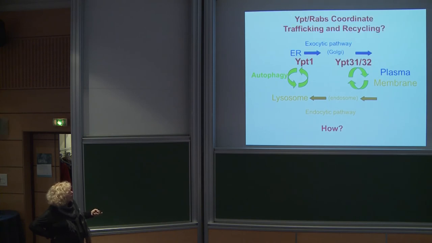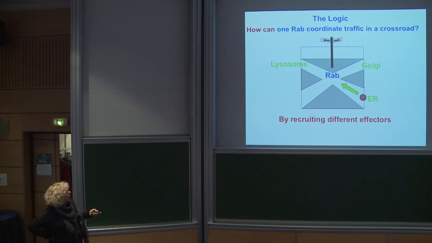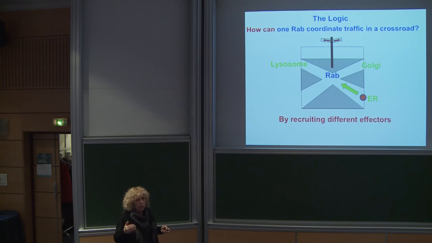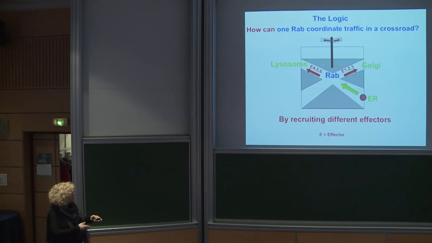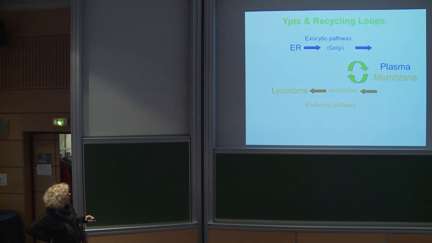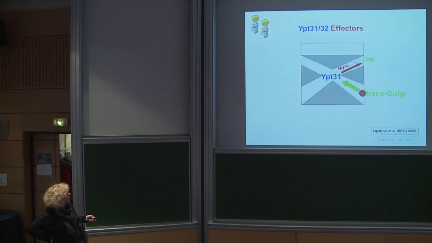And I'm going to jump over this. I just say, how can there be one Rab? And this is a question in the field, that a Rab can take a vesicle to two different places. And the answer is, I told you that each Rab can recruit different effectors. For example, if it recruits effectors 1, 2, 3, this vesicle will go to the Golgi. If it recruits other effectors, it will go to the lysosome. So, okay, we'll jump over this.